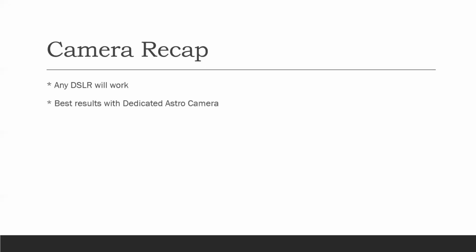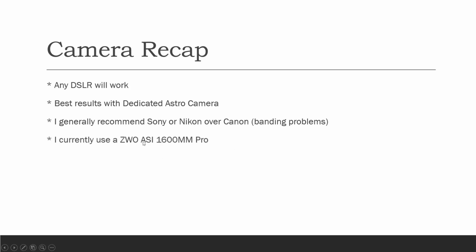And at the end of the day, as long as your DSLR is working okay, that will be fine if that's what you want to use. But if you're ready to upgrade, I'd highly recommend looking into a dedicated astro camera. And in general, I think the Nikon and Sony cameras give more consistent results over Canon cameras, and you shouldn't have to worry about the banding problems that we saw earlier. For those who are interested, I'm currently using a ZWO ASI 1600 Pro. This is a monochrome sensor, which means all the photos I take are in black and white.